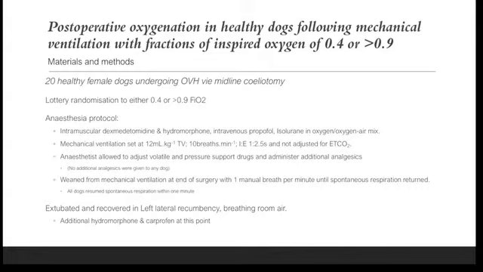So they took 20 healthy female dogs, again undergoing ovariectomy, randomized to either the control or test group. Anaesthetic, pre-medication and induction was the same. In this case, the mechanical ventilation was set at 12 milliliters per kilo for tidal volume, at 10 breaths per minute, with an inspiratory-expiratory ratio of 1 to 2.5.